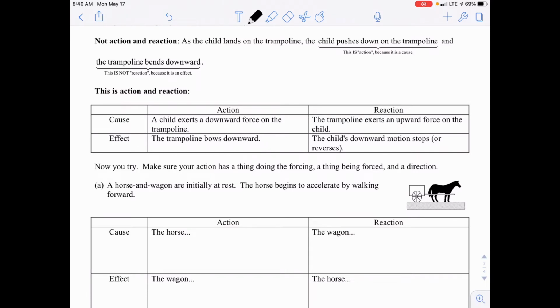The child is mass 1, the trampoline is mass 2. Remember, Newton's third law deals with the interaction of forces between two masses, not one. The trampoline exerts an upward force equal and opposite on the child. That's the reaction. The effect of that would be the child's downward motion slows down to a stop or reverses in the other direction.